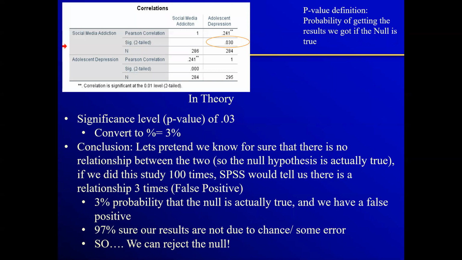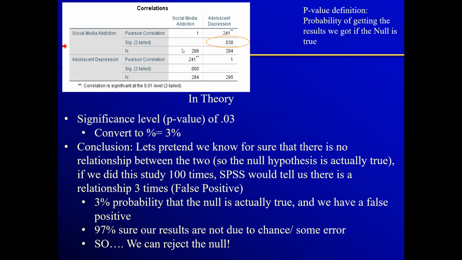All right. Let's move into this and actually apply it, and I think this will make a lot more sense. Up in the top right corner, I have just the p-value definition again: the probability of getting the results we got if the null is true. Now let's work through that.